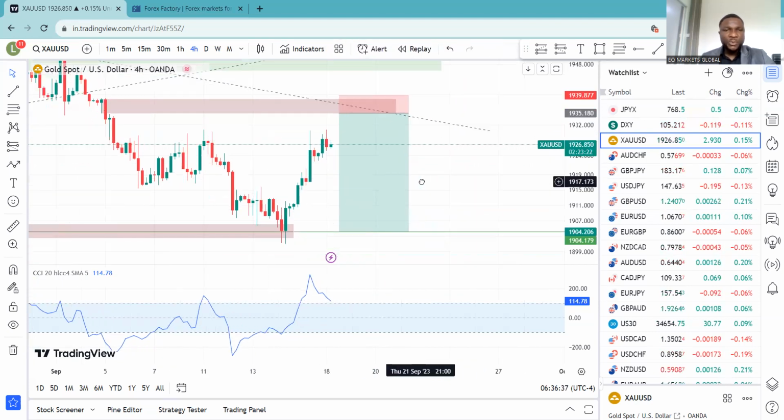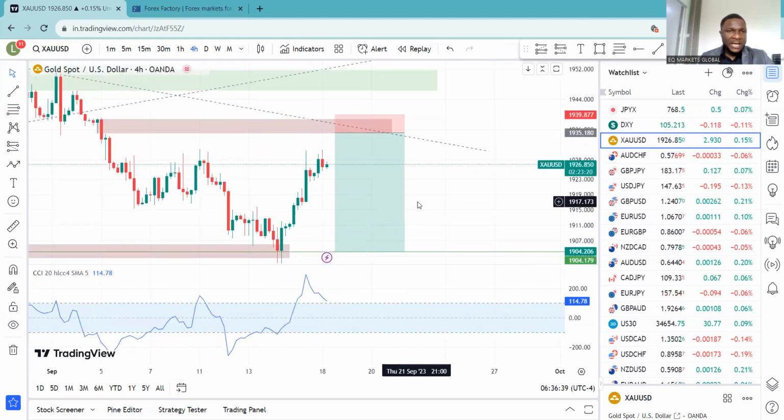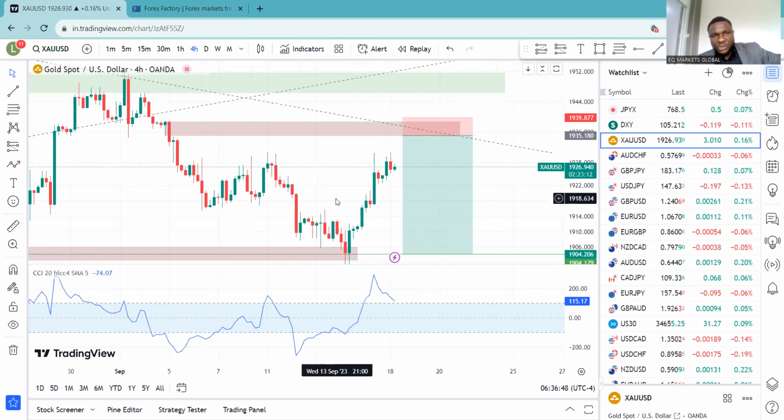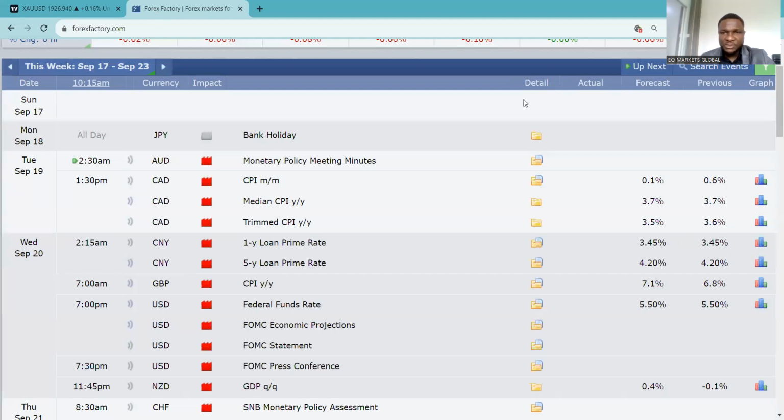So then this will present us with a nice 1:6.6 risk to reward. So this is what we saw last week, and I'm telling you what is going to be happening this week. All right. But before I get lost and jump into real analysis, let's look at the economic calendar for this week and see what is going to happen.